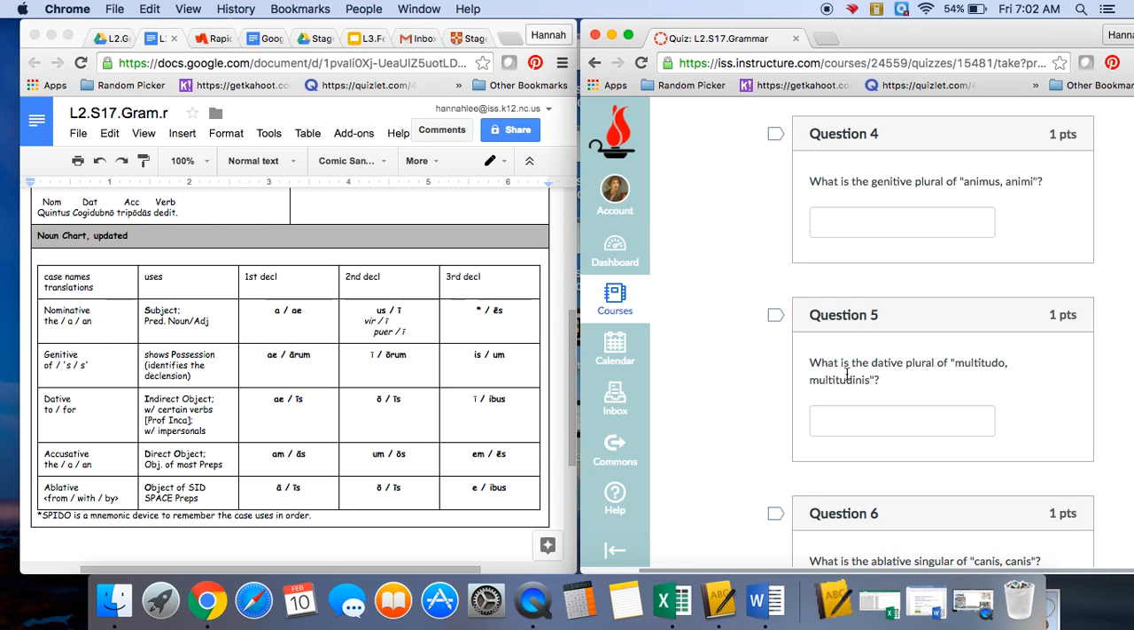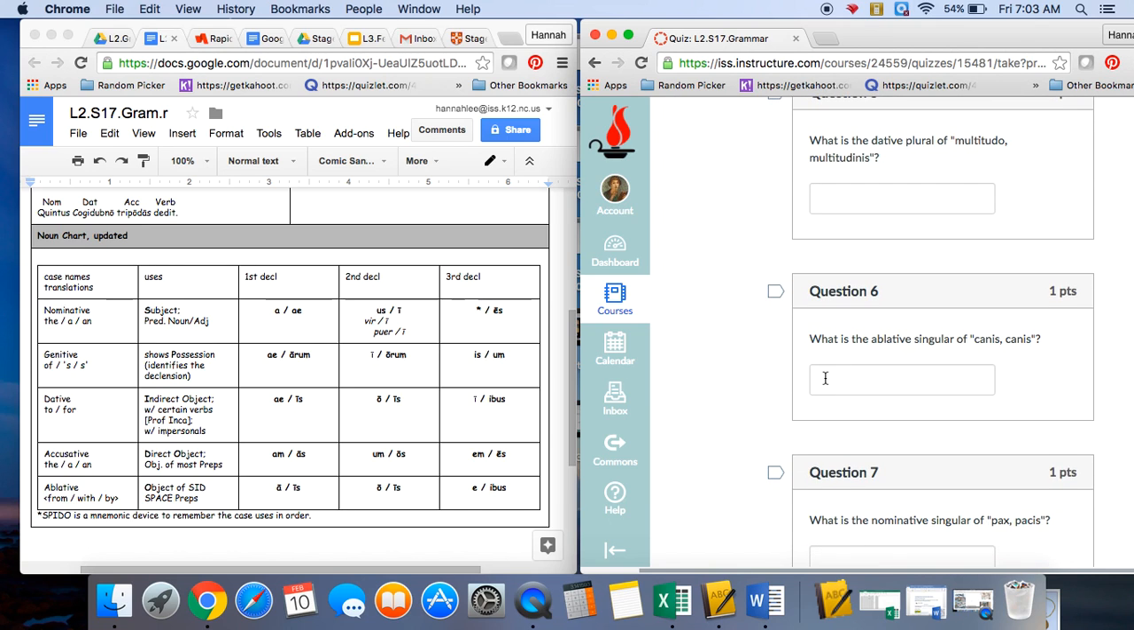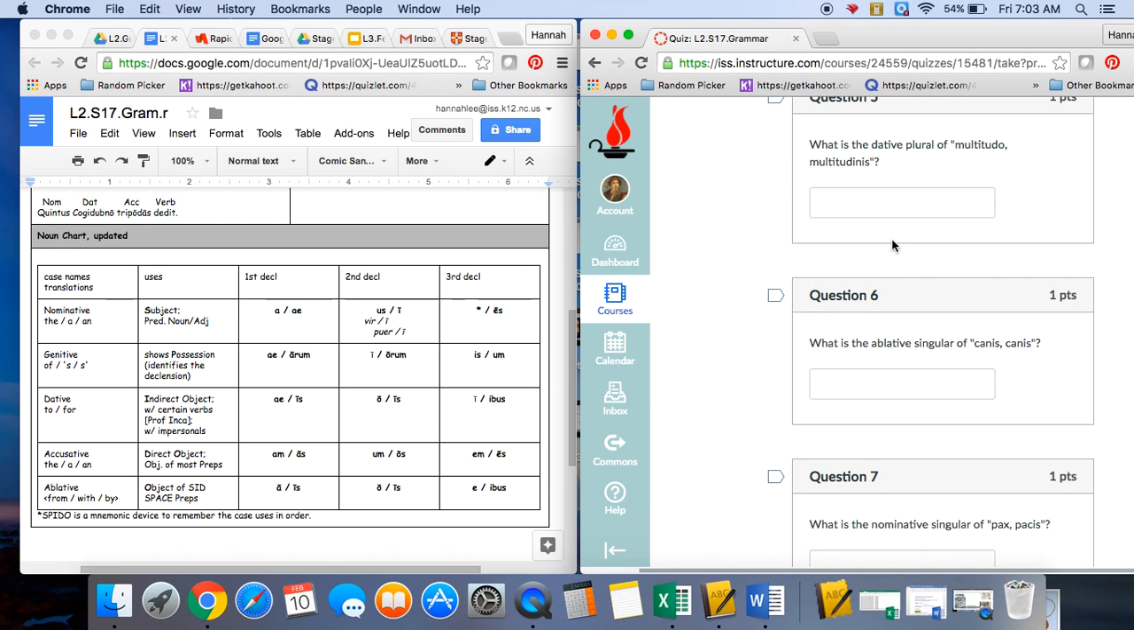Number 4, we're looking for the genitive plural of animus. Animus, animi belongs to which declension? The second one. These are the US, I words. And we want genitive plural. Nominative is US. I is genitive, but that's singular, and so we want orum. You do not have to use the long mark. A-N-I-M, O-R-U-M. Animorum.